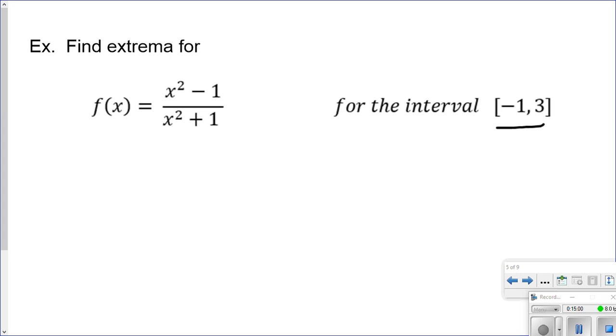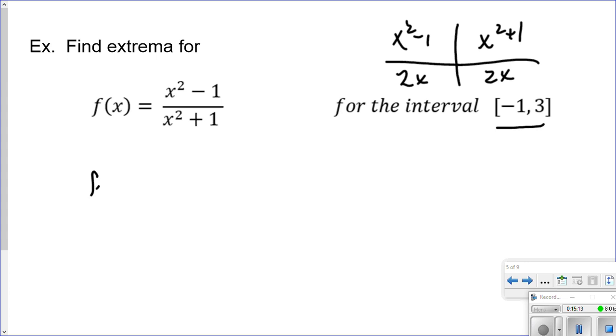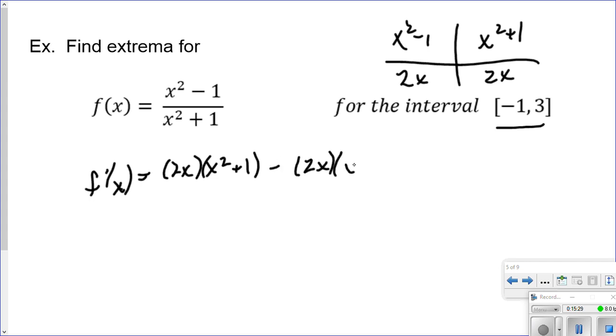Okay, the derivative is the quotient rule. I'm going to do the derivative quick here. Let me do the quotient rule up here. x squared minus 1, that'll be 2x. And x squared plus 1, that'll also be 2x. So my derivative, using the quotient rule, is 2x times (x squared plus 1) minus 2x times (x squared minus 1), all over (x squared plus 1) quantity squared.